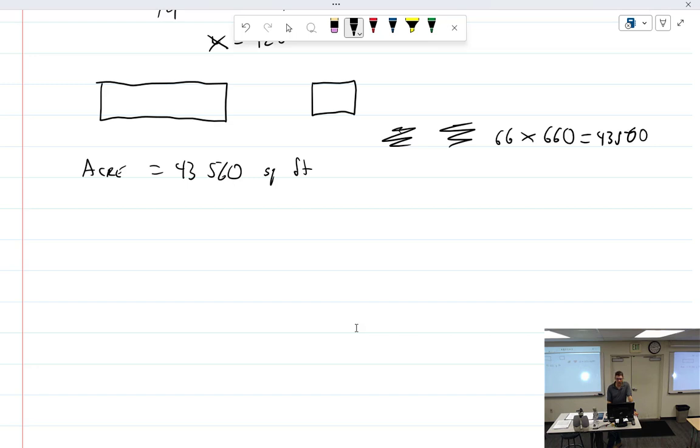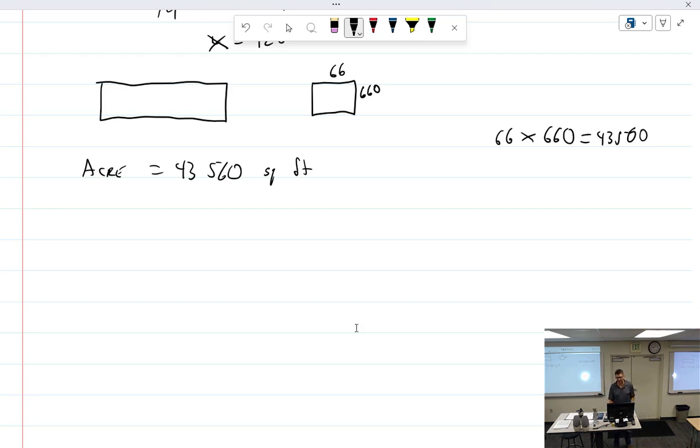And a lot of you just put, oh, well, that's just 66 by 660. And that would be wrong, a weird square. So we're trying to figure out what number times what number equals 43,560.